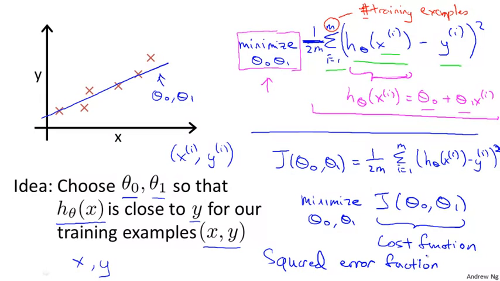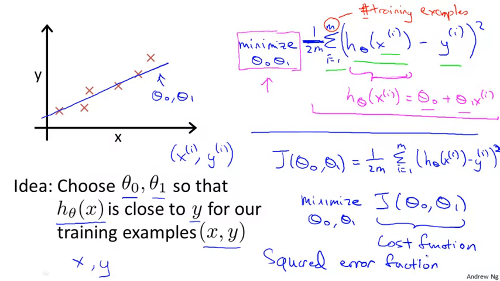And why do we take the squares of the errors? It turns out that the squared error cost function is a reasonable choice and will work well for most regression problems. There are other cost functions that will work pretty well, but the squared error cost function is probably the most commonly used one for regression problems. Later in this class we'll talk about alternative cost functions as well, but this choice that we just had should be a pretty reasonable thing to try for most linear regression problems. Okay, so that's the cost function.